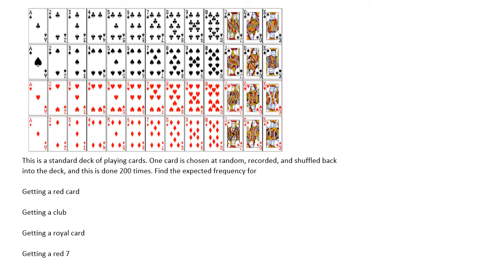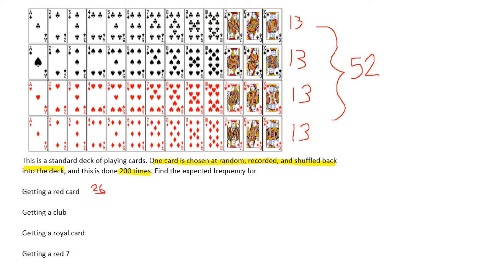This is a standard deck of playing cards. There are 52 cards and they're organized into 4 suits, which from top to bottom are clubs, spades, hearts and diamonds. There are 13 cards in each suit. That means there are 52 cards altogether. Anyway, in this question we're told that we choose a card at random, record it and shuffle it back into the deck, and that we do this 200 times. So if we want to find an expected frequency for something, we're going to have to times a probability by 200.